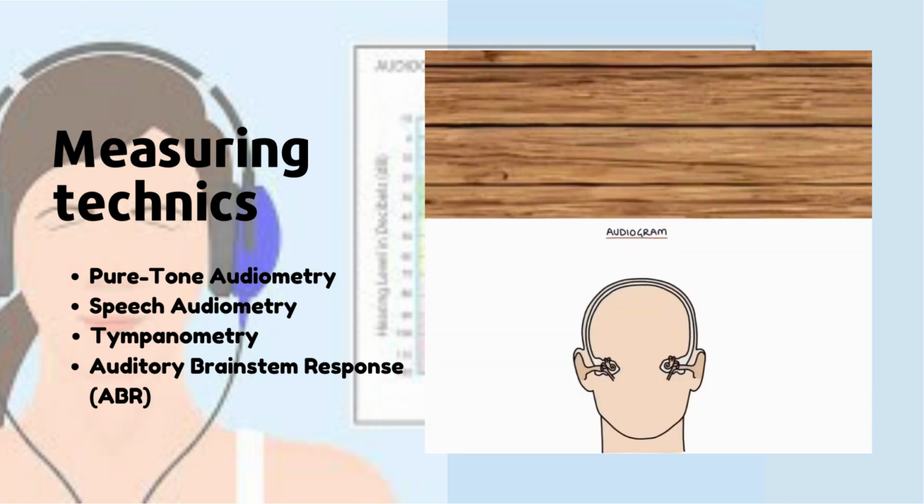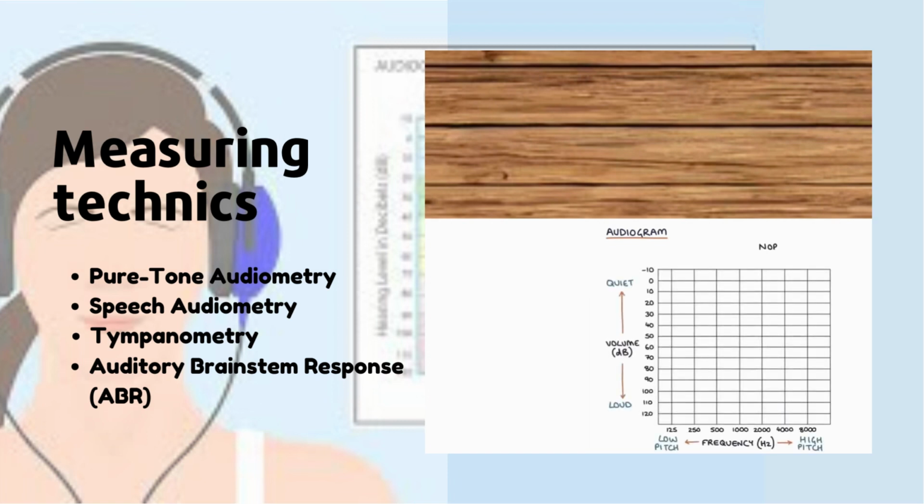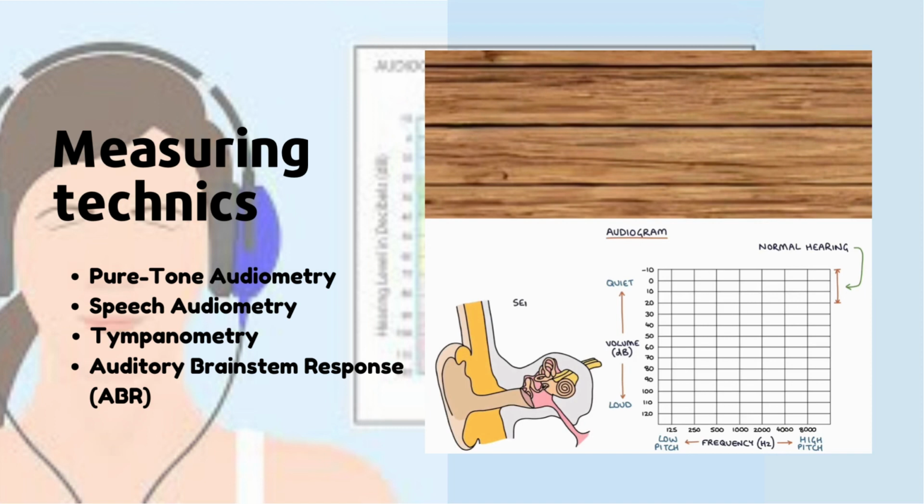The first one is pure tone audiometry. Pure tone audiometry is a common hearing test that evaluates a person's ability to hear different frequencies or tones. During the test, the individual will wear headphones and listen to tones at various frequencies and volumes. The results are plotted on the audiogram, which helps determine the type and degree of hearing loss. This test is crucial in diagnosing and managing hearing impairment.